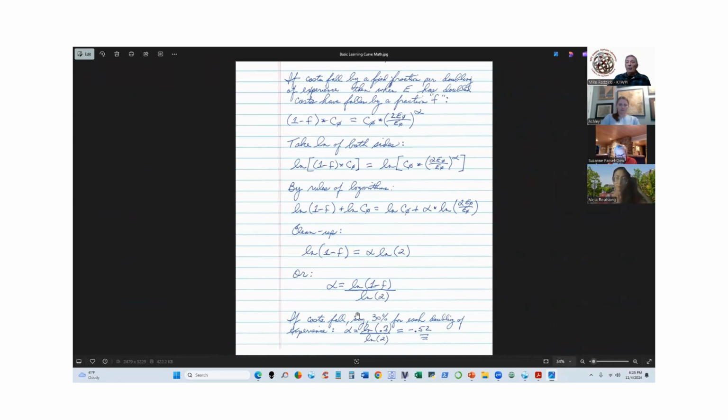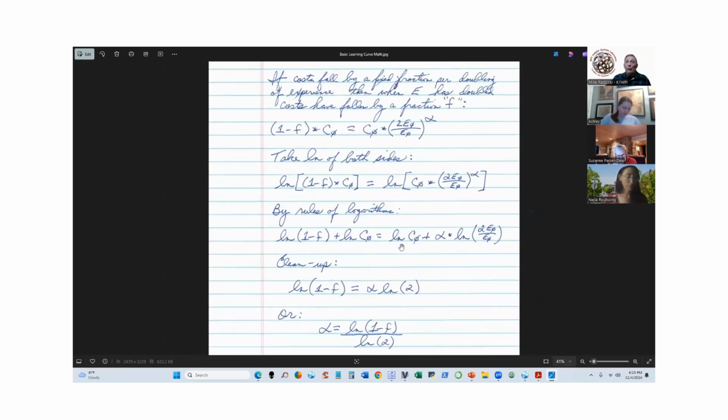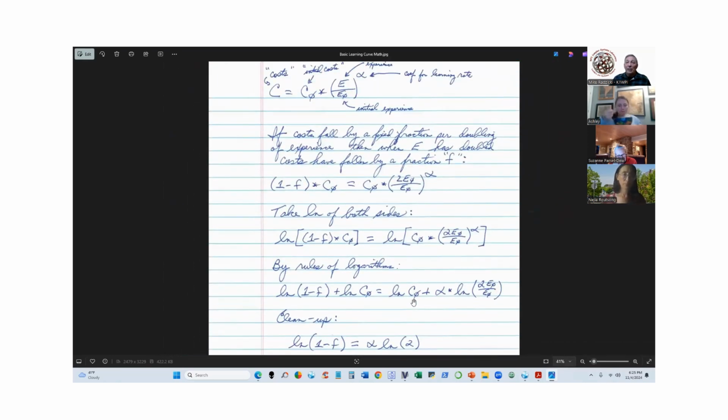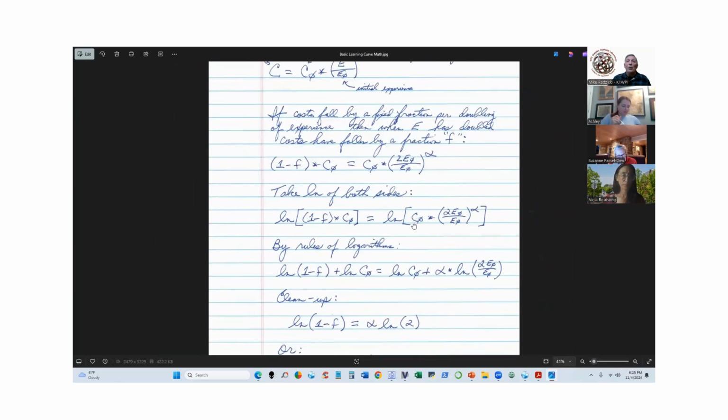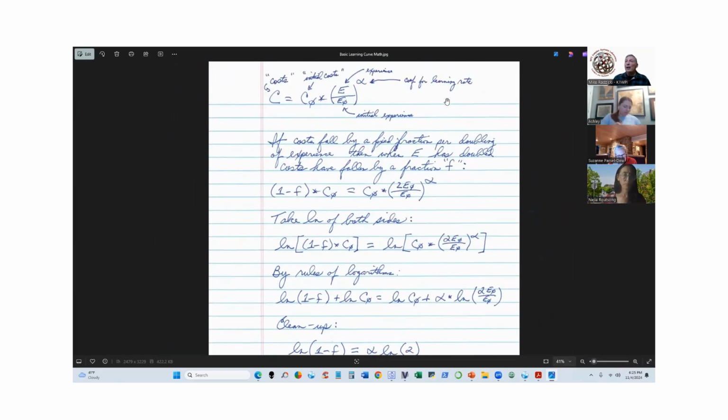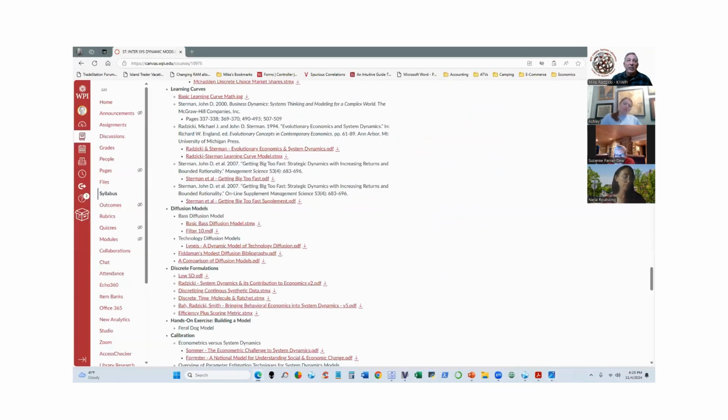So an example: costs fall by, say, 30% for each doubling of experience. You'd have to ask a manager that. Well, then 1 minus 30% is 70%. ln of 2 is 0.69. And you'd find out that you would put in your formulation in your SD model minus 0.52 up over here. Okay, so you kind of followed that. Okay, cool. So let's look at an example of this in action.